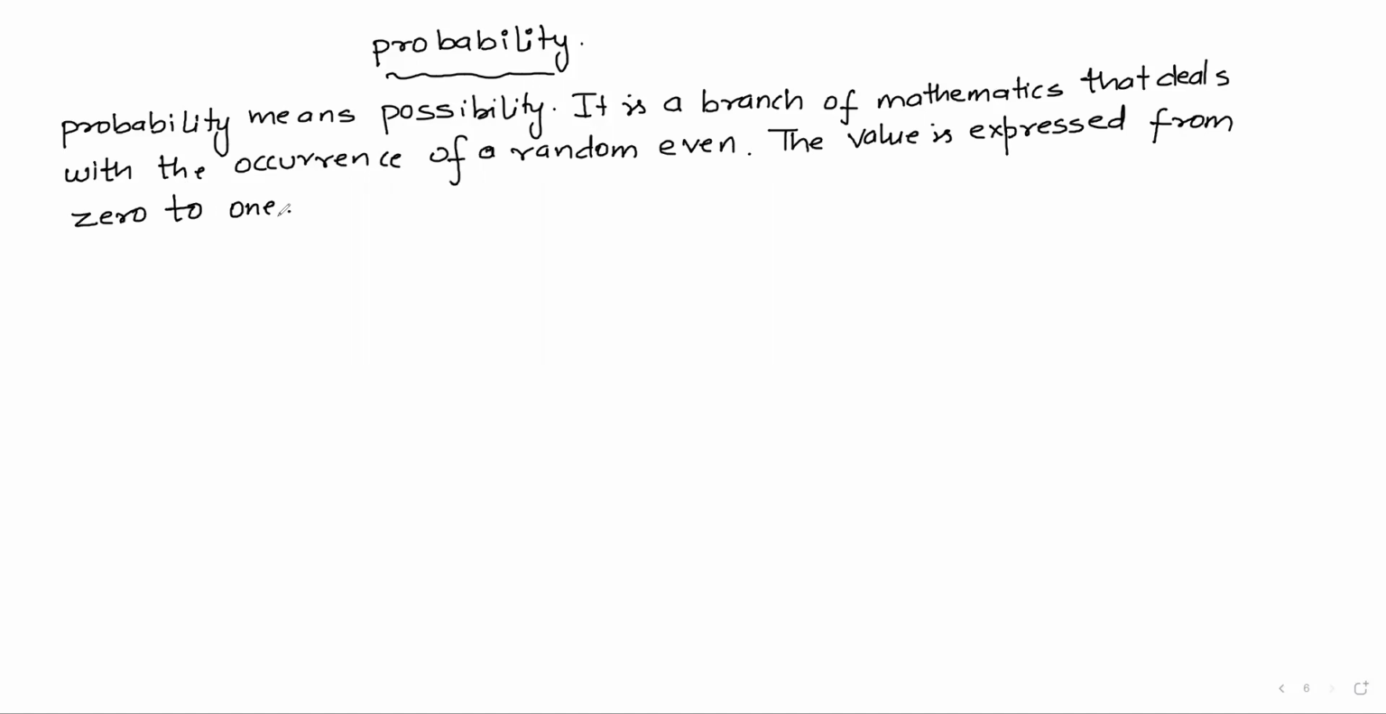So what is probability? It is a possibility. For example, if you are tossing a coin, then what is the possibility of getting a head? So probability means possibility. It is a branch of mathematics that deals with the occurrence of a random event. We will check what is meant by a random event after some time. And the value of a probability is from 0 to 1. So the minimum value of probability is 0 and the maximum is 1. I hope this is clear to all of you. There is nothing much to explain in this.